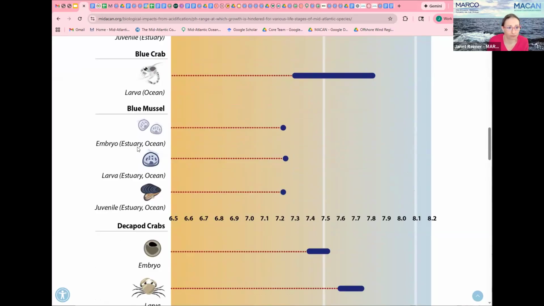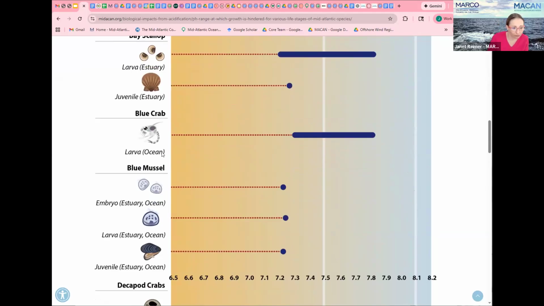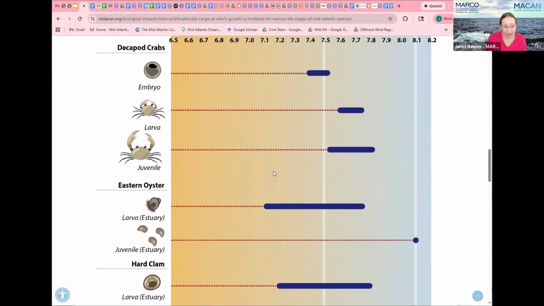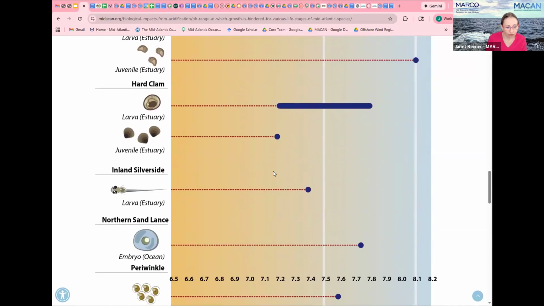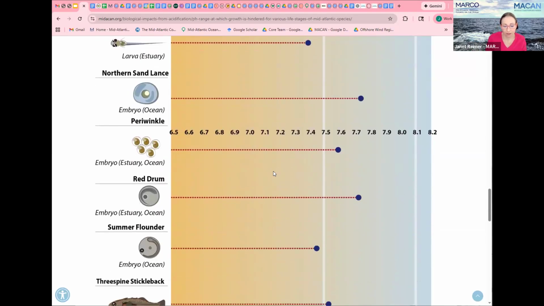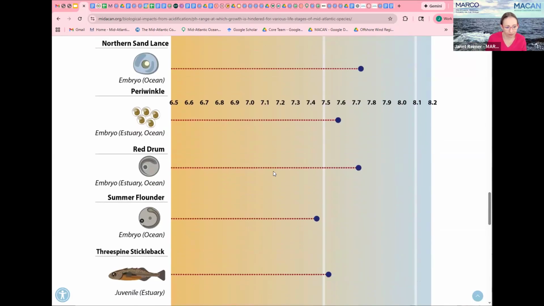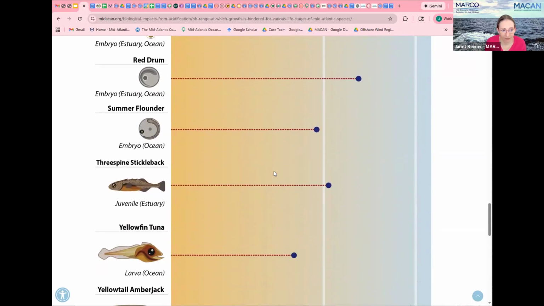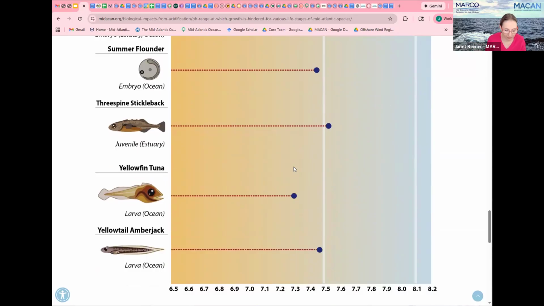And we also indicate where these life stages are located. So for some species, like for blue mussels, for example, we would expect their larvae to exist in both estuaries and ocean. However, this particular study that is being used as a reference was in the ocean. It was simulating open ocean. So we have many different species. Most of them are economically important species in the mid-Atlantic, or they are the base of the food web of an economically important species.